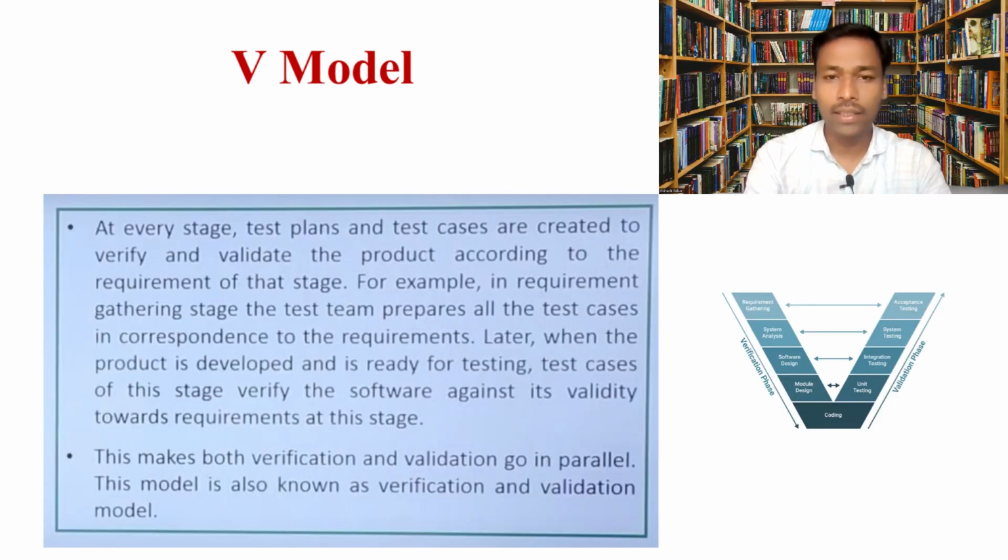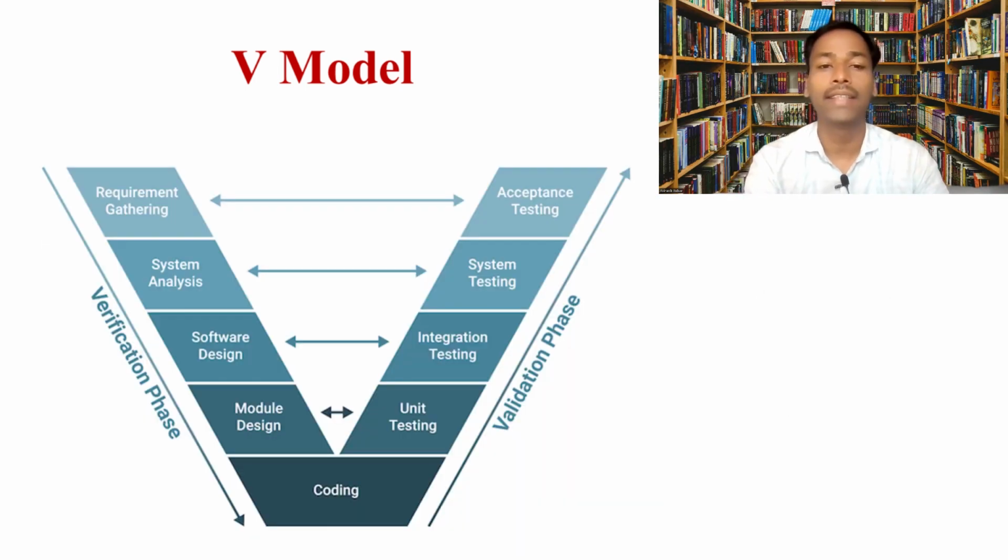At every stage, test plans and test cases are created to verify and validate the product according to the requirements of that stage. In the previous diagram, we also mentioned that here we have the verification phase, and here we have the validation phase. For example, in the requirement gathering stage, the test team prepares all the test cases corresponding to the requirements. Later, when the product is developed and ready for testing, the test cases of this stage verify the software against its validity towards the requirements at this stage.